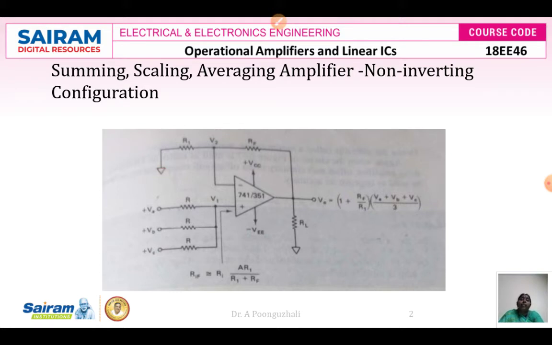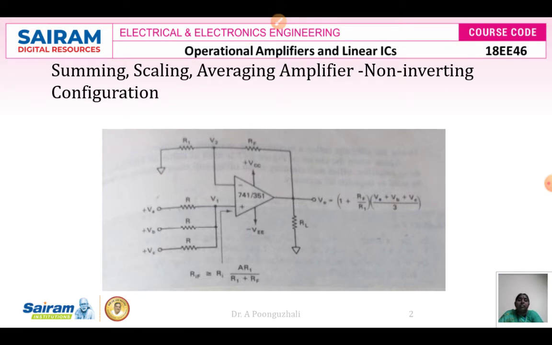Now we want to find out what the output voltage is going to be for this circuit. When I have more than one input voltage, how do I find the output voltage? By using the superposition theorem. So what is the superposition theorem? When two or more sources are present in the circuit, the output is the summation of the individual responses to the individual voltages given to the circuit.